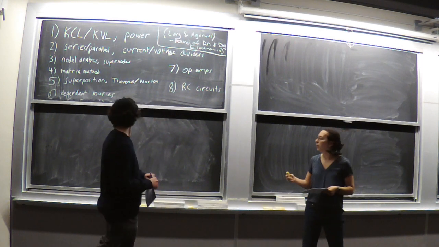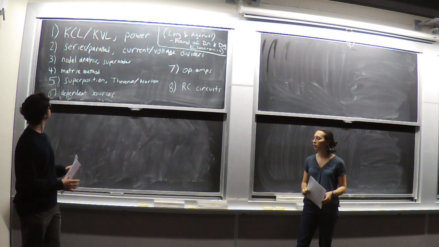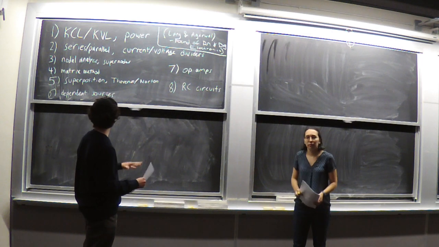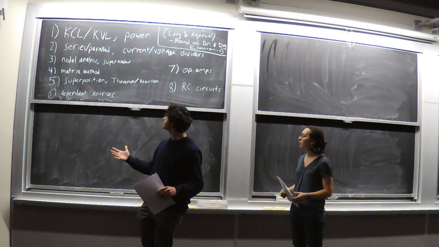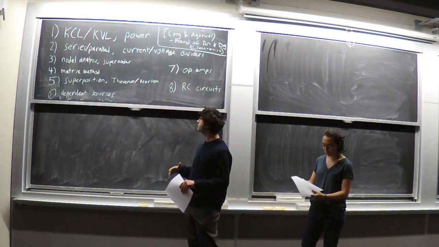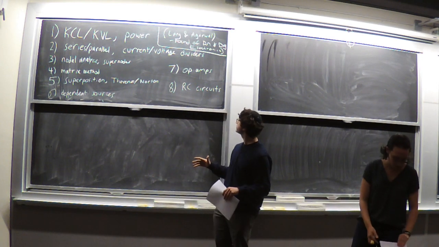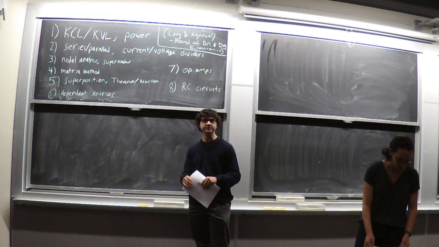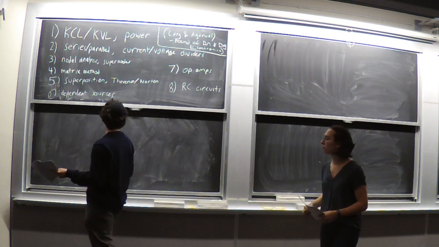Okay. So this is the list of topics that we've covered thus far. We have KCL and KVL, series and parallel combinations, nodal analysis that involves supernodes, matrix method that relates to nodal analysis. We've covered superposition, and that then ties into Thevenin and Norton equivalence. We've talked about dependent sources. Those show up in a lot of different places, op-amps, and then most recently RC circuits. So just basic beginning of the semester stuff.